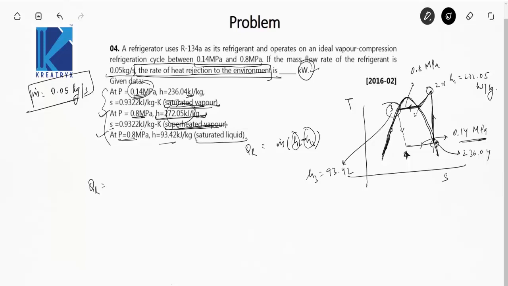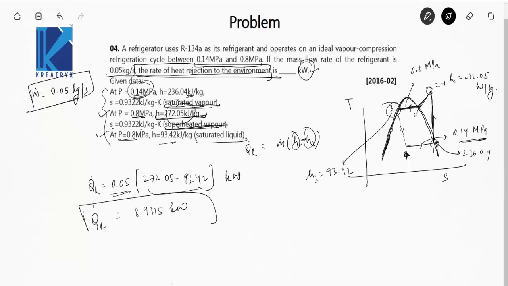So rate of heat rejection Q dot R is equal to 0.05 multiplied by the enthalpy change, that is 272.05 minus 93.42 kilojoule per kilogram into kilogram per second, which will give me the answer in kilowatt. The answer will be 8.9315 kilowatt. This is Q dot R. Let's move on to the next question.